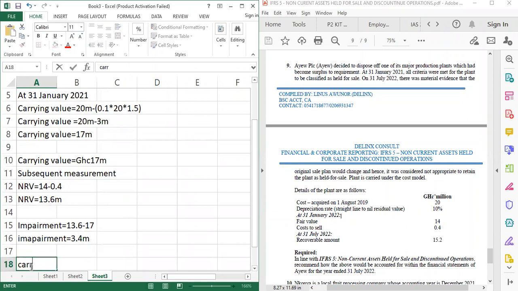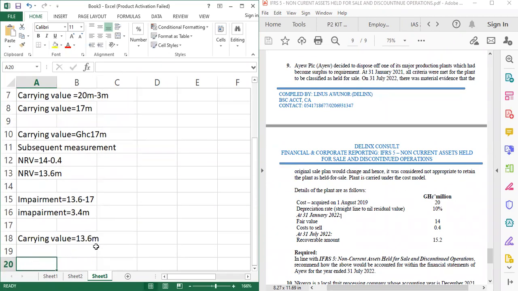So the new value of the assets now, the carrying value of the assets now, will be 13.6. But this is exactly 1 year after classifying the assets.